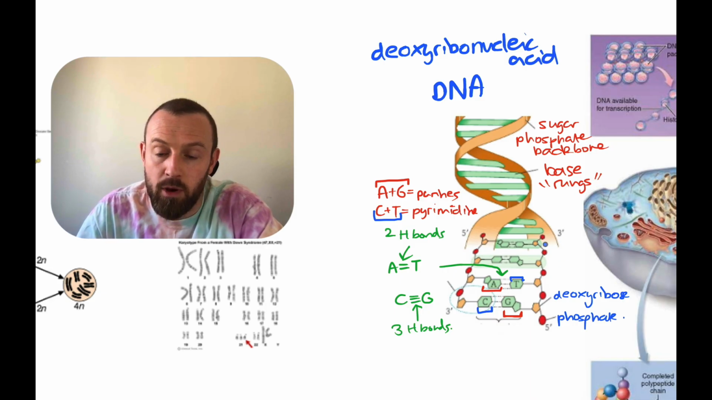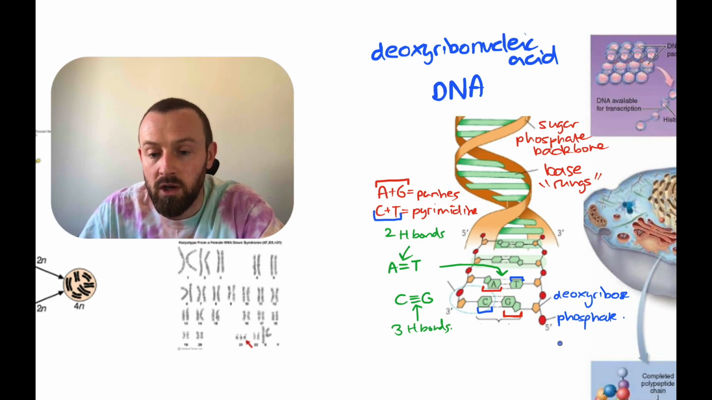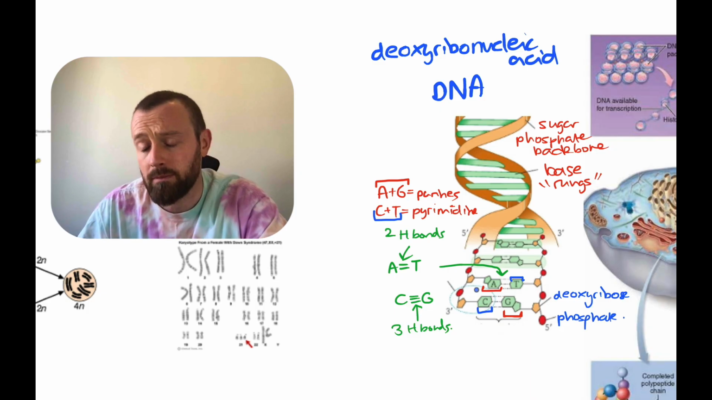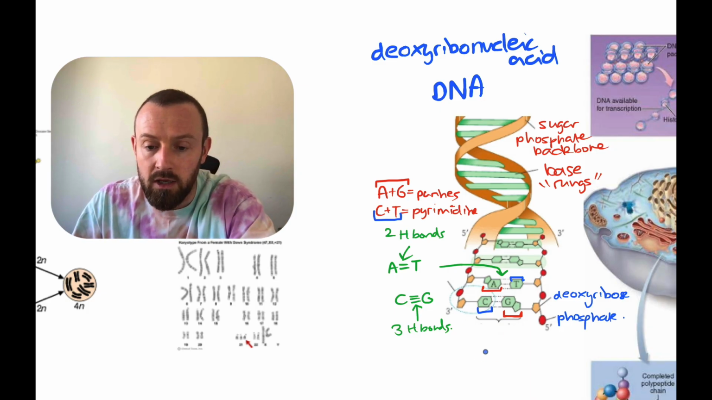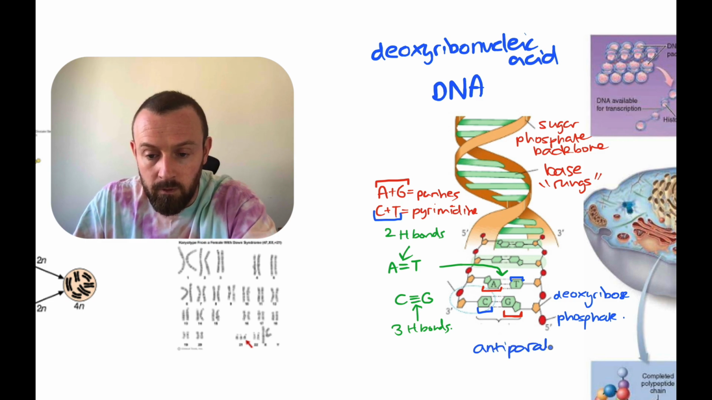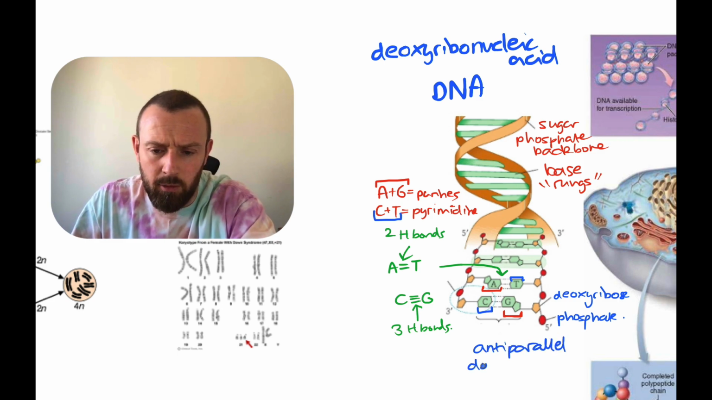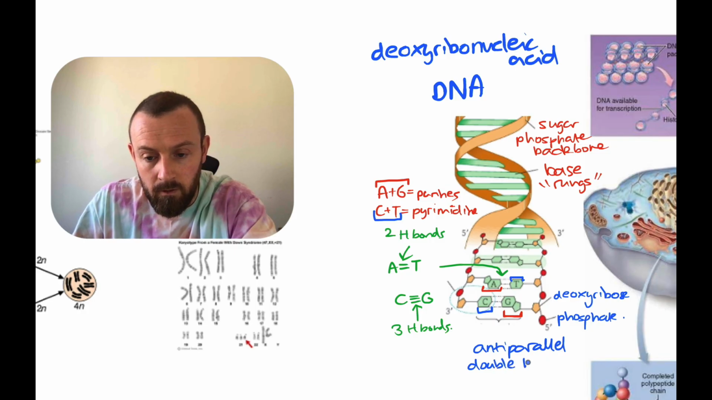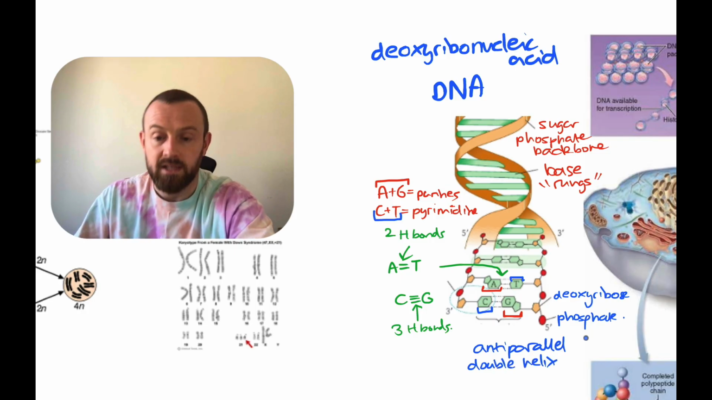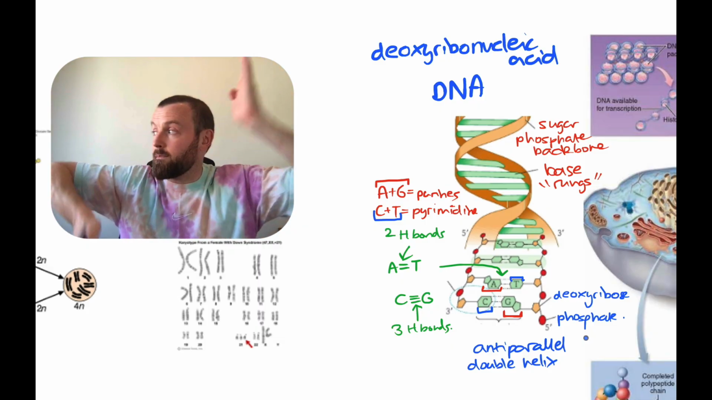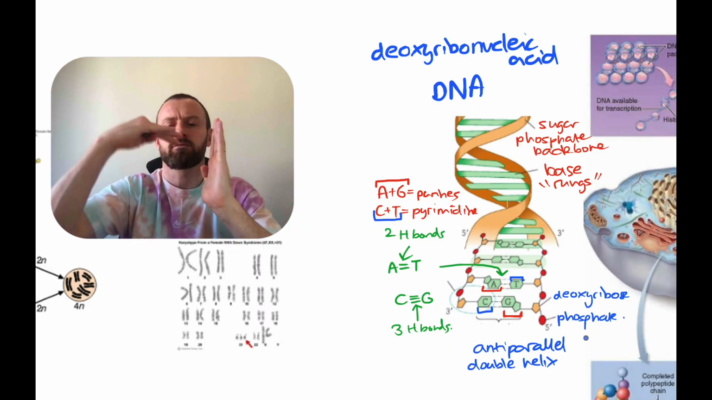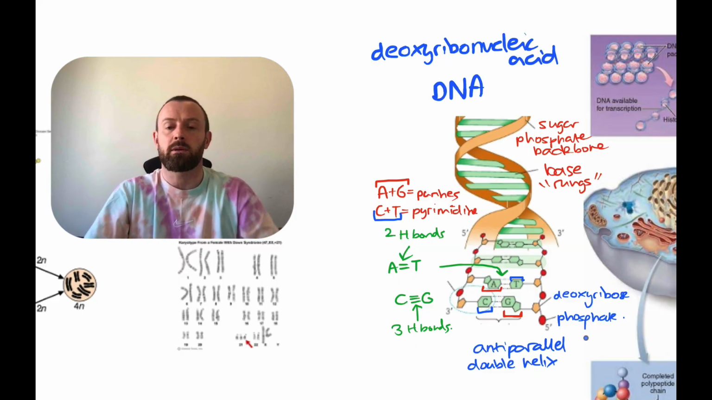And the DNA backbone runs 3' to 5' in one direction, and 5' to 3' in the other direction. So we call this whole thing an anti-parallel orientation. It's anti-parallel and it's a double helix. The ladder, which is formed by the phosphate backbone sides of the ladder and the base rungs of the ladder, is twisted to form a double helix.